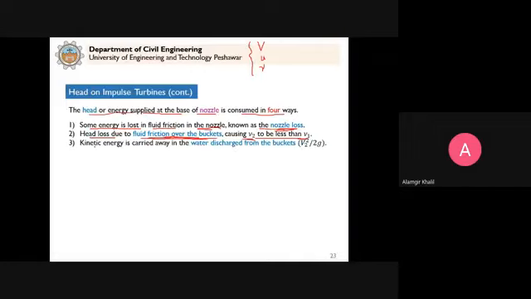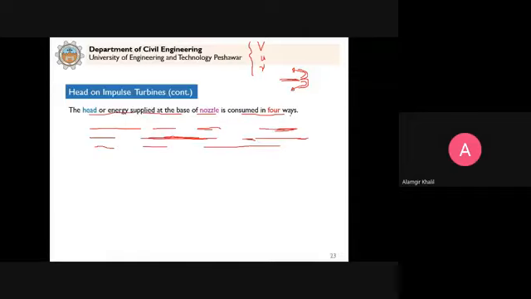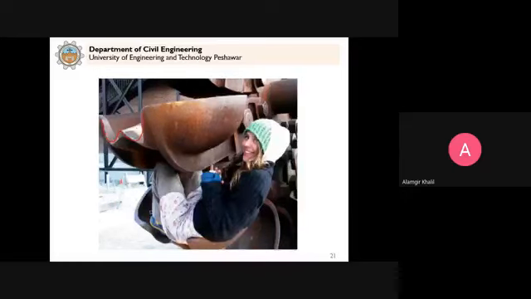And what is the third? Kinetic energy is carried away in the water discharge from the buckets. So we say these are ellipsoidal buckets, as you saw the shape of the buckets. The water will strike at the center, and after the water strikes, the water will leave on both sides. This is the shape of the bucket of the Pelton wheel. The water will leave on both sides. You can see here. The water will strike in the middle, and then it will flow over these buckets and leave in both directions. So it is split in 2 directions. This is how the water will flow. Clear here.